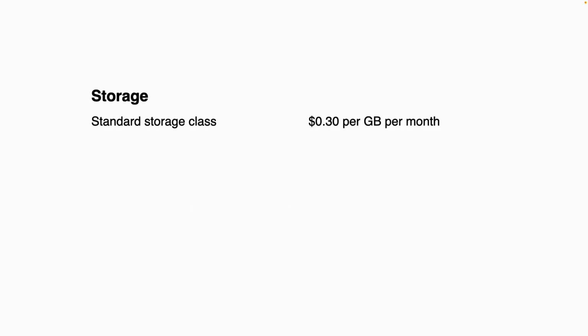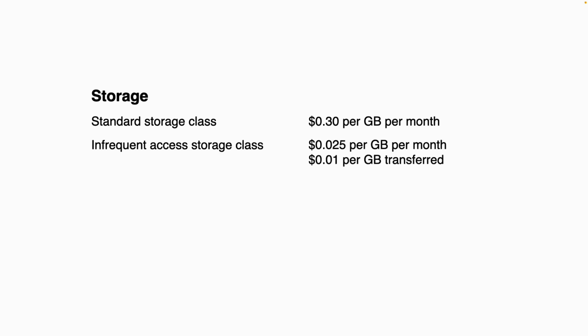As a file system, EFS offers two storage classes. The standard class is for most use cases, where you are actively reading and writing files constantly, and you pay for the amount of data that you have in EFS. The infrequent access class is cost optimized for files that are accessed less frequently, so you pay a much lower fee for storage, but you pay an extra 1 cent per gigabyte of data transferred in and out of EFS.